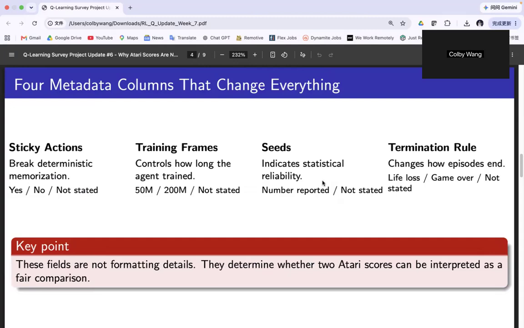Third, seeds. Seed count matters because reinforcement learning results can have very high variance. If a paper does not report a number of seeds, then it is hard to assess reliability. And fourth, termination rule. Some older papers use life loss termination, where losing a life ends the episode. Others use game over termination, which is more realistic. This changes the task difficulty. These are not just formatting details, they affect whether benchmark comparisons are methodologically valid.